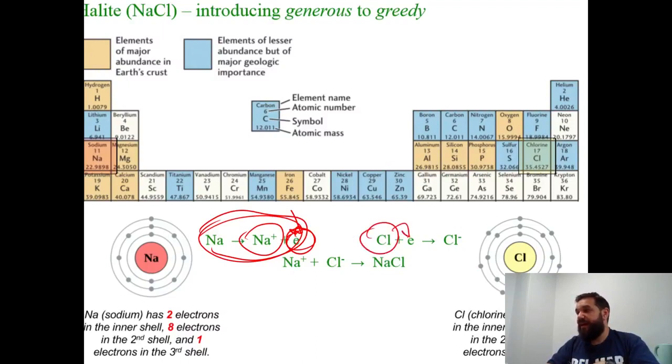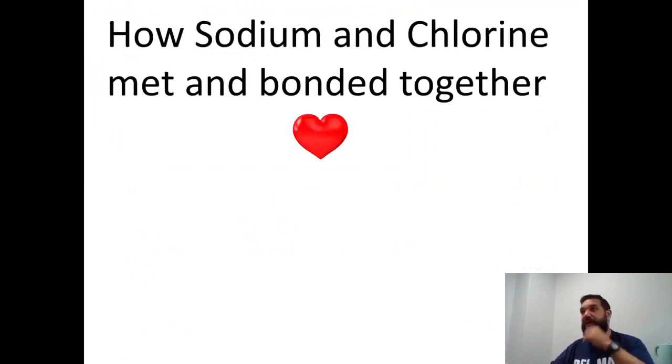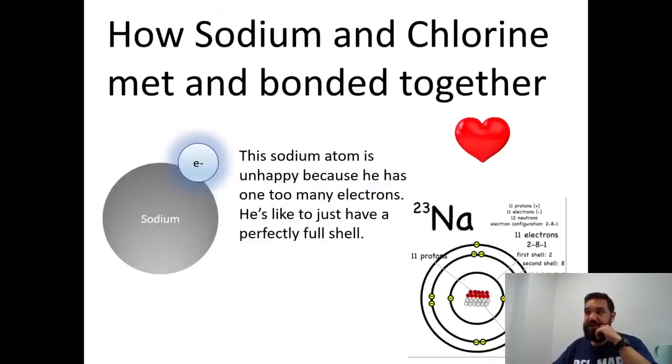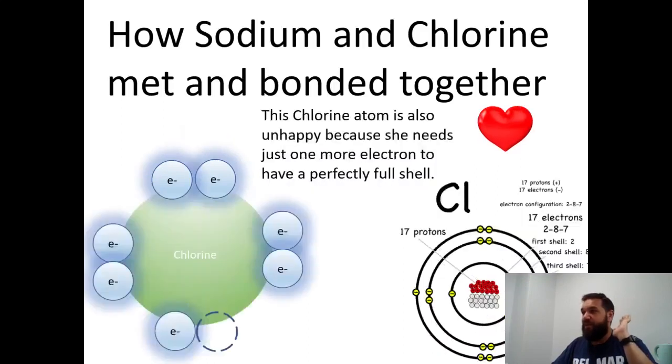Chlorine is going to take that extra electron, and guess what? When it takes an extra electron, it makes it negative, right? So it becomes an ion as well because it has a net charge. And then sodium plus and chlorine negative are going to combine together. Here's another kind of cute way of thinking about how sodium and chlorine met and bonded together. The sodium atom is unhappy because it has 1 too many electrons. He'd like to have a perfectly full shell, right? Chlorine, she's also unhappy because she needs 1 more electron to be perfectly full.